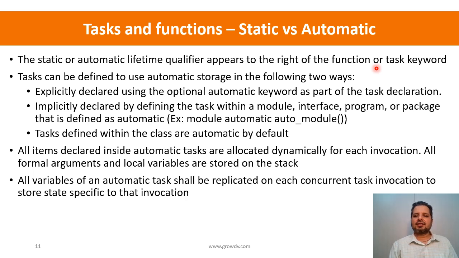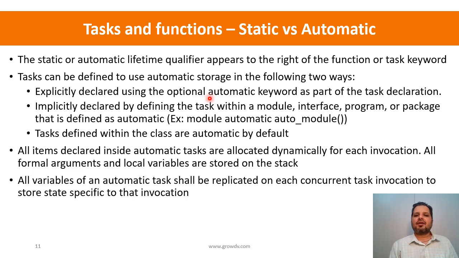So you say function, then you can say static or automatic, and the name of the return value and the name of the function and the set of input arguments that you are passing, or you can say task automatic or task static, and then the name of your task and the set of arguments that you are passing. So we will see some examples that will make it more clear.